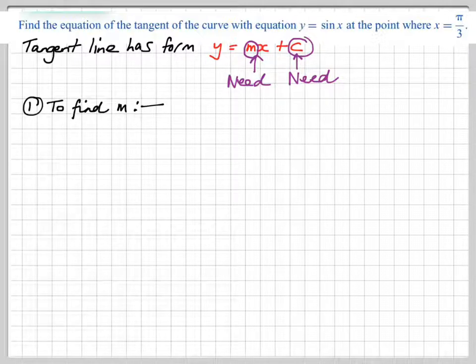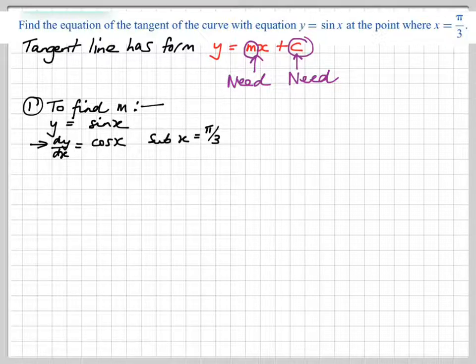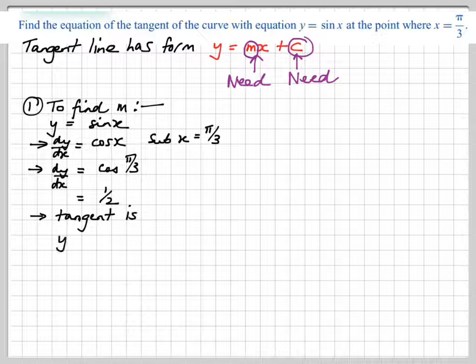To find m, we're going to take the function itself and differentiate it, and that will give us the gradient function. And then we plug in x is pi on 3, and we get the actual specific value of the gradient at the point when x is pi on 3, which comes out to be a half. Okay, so now we've solved the puzzle of m. So we know that the tangent line is now y equals a half x plus c, but we still have to find what c is.